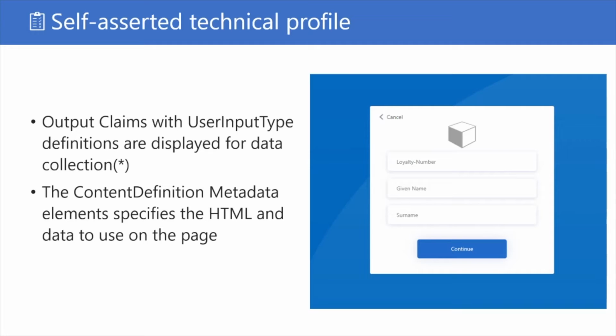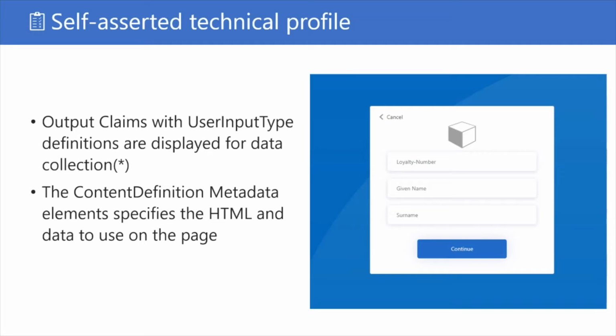So with the use of the display claims elements, you can actually go ahead and separate that functionality out. If you include display claims, only the display claims declared are used in the user interface elements, and the output claims are only responsible for putting things into the claims bag at the end of the technical profile's execution.